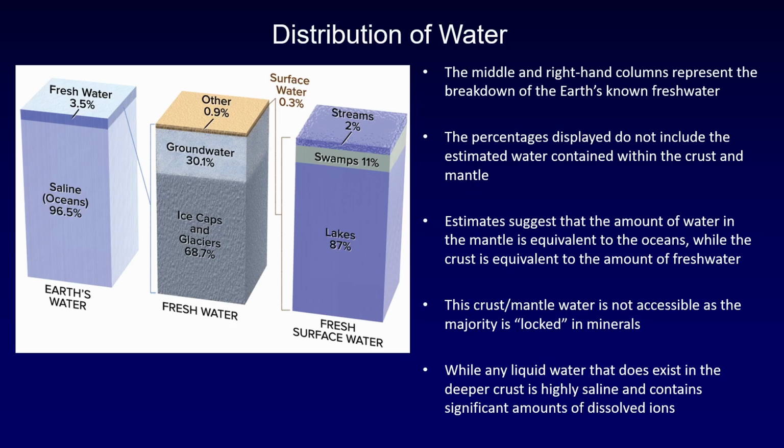The problem is when you analyze this water, it's often very, very saline, so very salty, and it typically contains significant amounts of dissolved ions, especially iron. And so the water in the deeper crust, once again, is not really useful to humans. In theory, we could access it if you were willing to drill down 3 or 4 kilometers, but the quality of the water is so low that it's just not really worth it. So when we're thinking about water which is used by society, we are just thinking about the water which is accessible on the surface of the earth, and it's this 3.5% up here which occurs as fresh water.